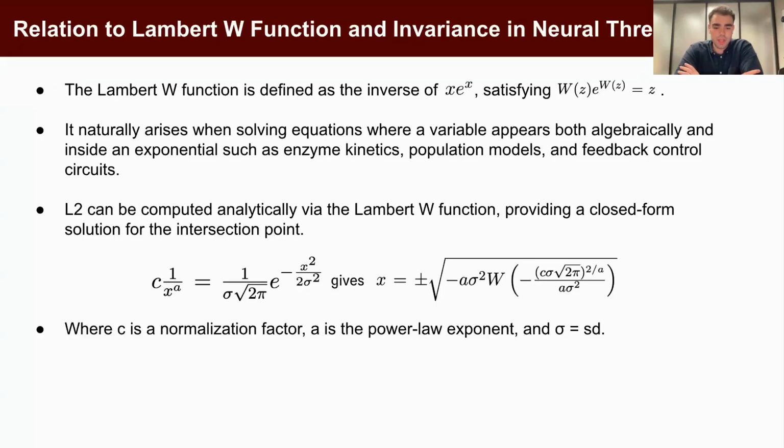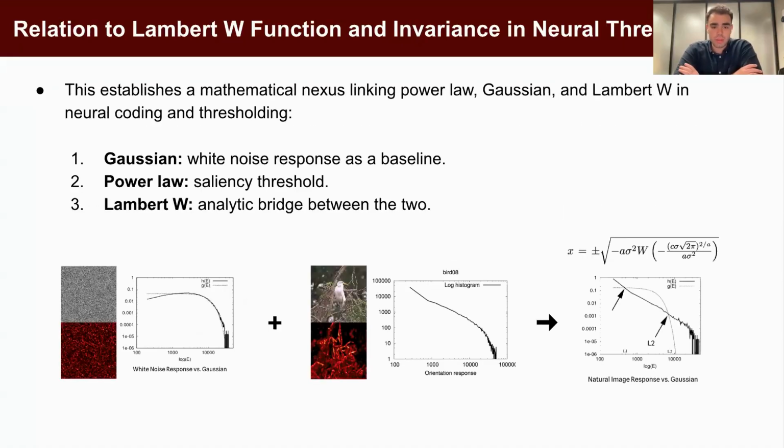It's interesting to note that the Lambert W function is another fundamental function that frequently appears in natural and engineered systems. These results reveal a mathematical connection linking the Gaussian baseline, the power law response, and the Lambert W function. The Gaussian provides the baseline response to white noise. The power law defines the saliency threshold structure seen in natural images, and the Lambert W function provides the analytical bridge between the two. Together, they suggest a deep underlying structure governing how neural systems establish response thresholds.